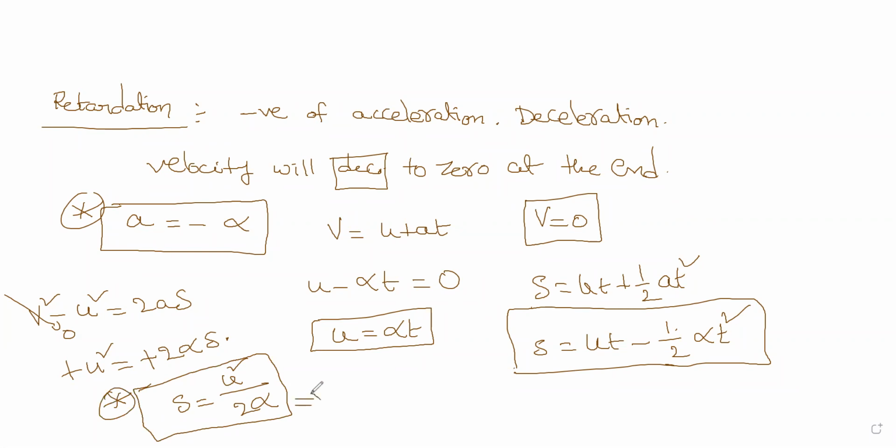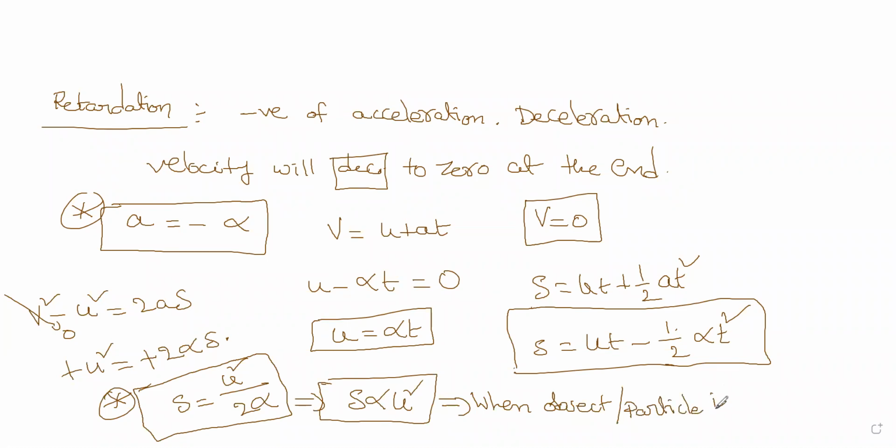సో ఇటువంటి సిచ్యుయేషన్లో when alpha is a constant, s is proportional to u square. This is very important equation, when object or particle is retarding.